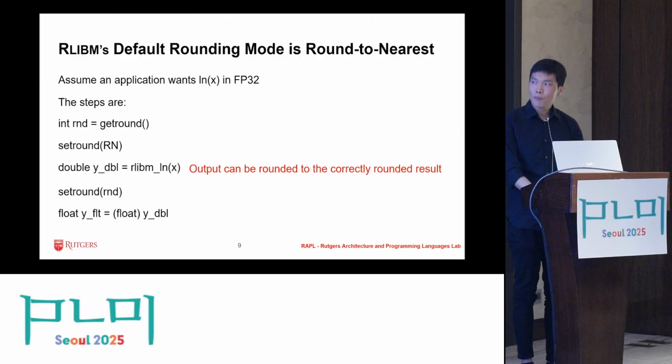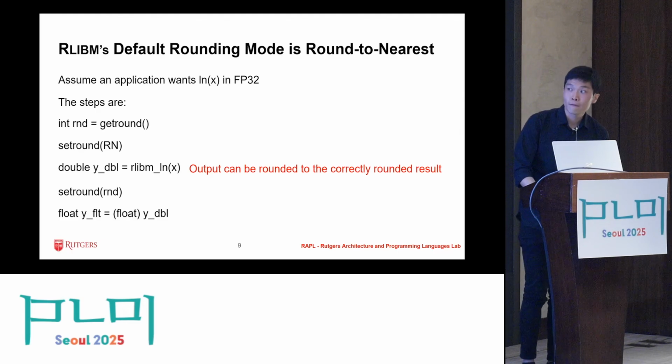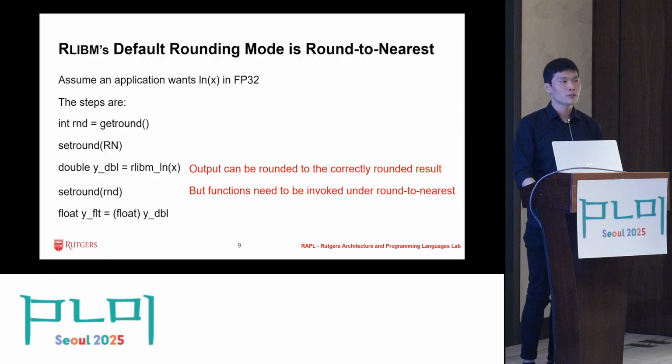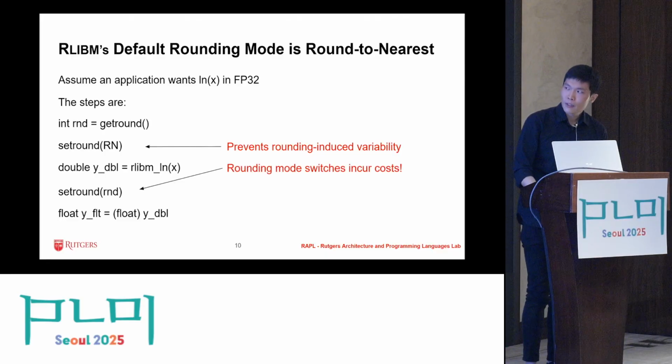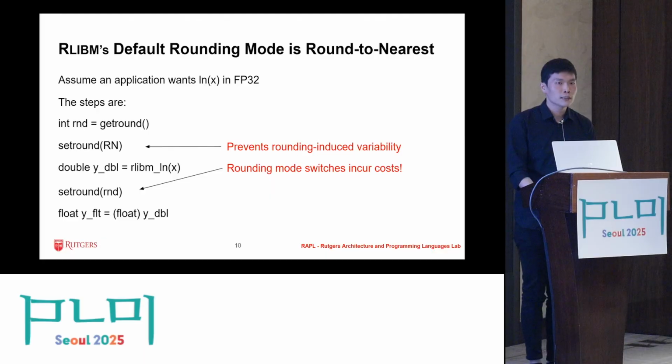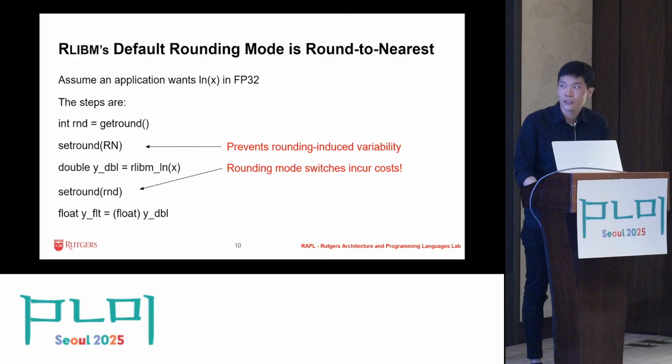Now, RLibm's outputs can be rounded to the correctly rounded results under any standard rounding mode, but the functions themselves need to be invoked only under round to nearest. This is because RLibm performs floating point operations during polynomial generation, and while doing so, it uses round to nearest as the default implementation rounding mode. The rounding mode switch to round to nearest is required to avoid any rounding-induced variability, or any rounding behavior not observed during the polynomial generation process. But these frequent rounding mode switches are not without costs, and they incur additional latency for our final functions.